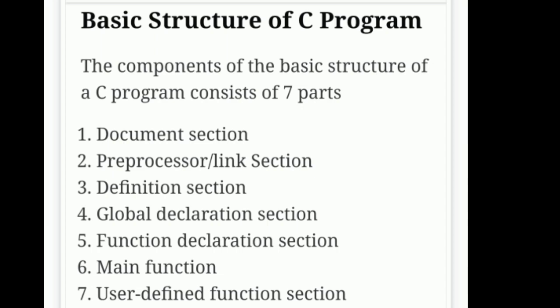What is the sixth point? It is the main section. The sixth point is the main section, from where the execution of the program begins. The program execution starts here. The main section involves the declaration and execution sections.